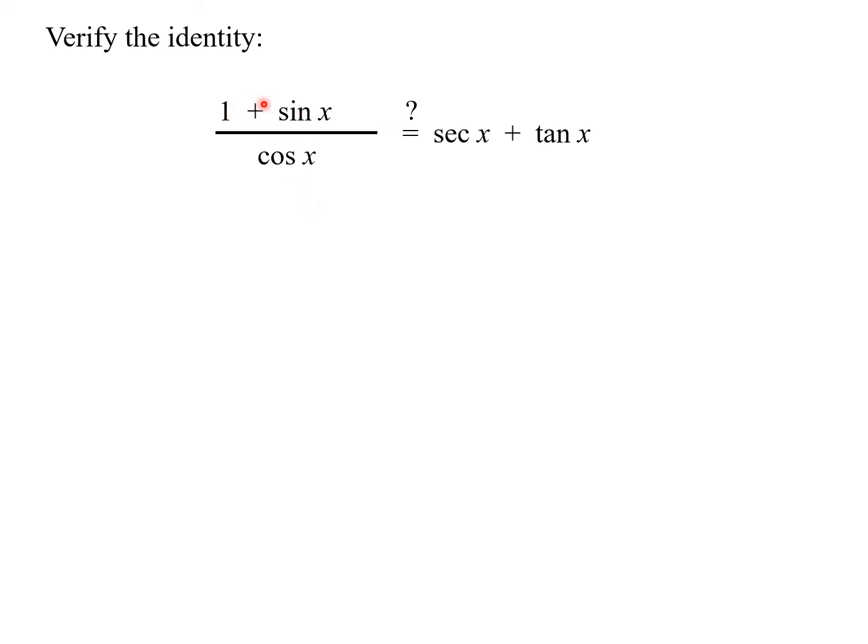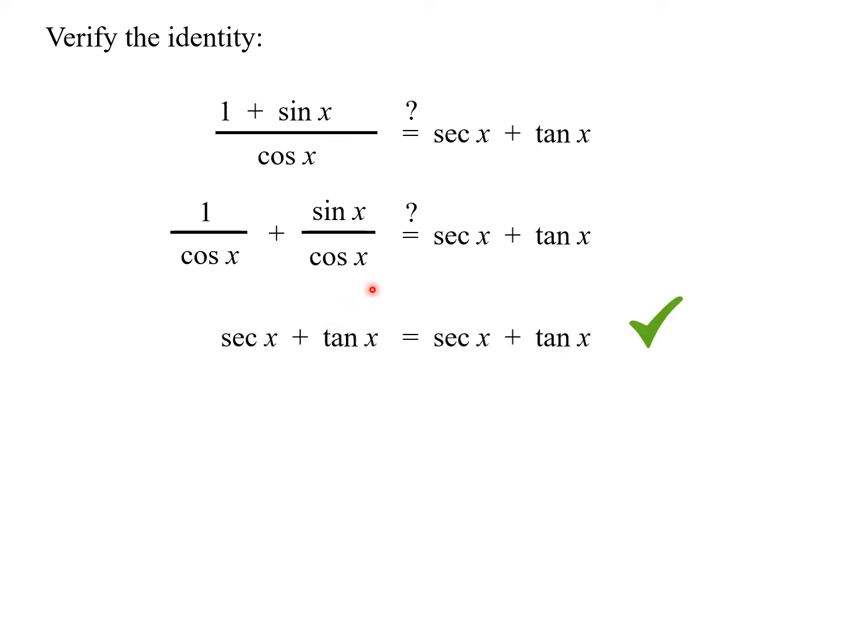Now, notice I have two terms that are added over the same common denominator. Okay, well, I can separate those. I can write that as 1 over the cosine of x plus sine of x over the cosine of x. Okay, I can put each term over its common denominator. That's legal. Okay, and then notice 1 over cosine of x, that's secant. Sine of x over cosine of x is tangent. And so I get secant of x plus tangent of x on the left-hand side, secant of x plus tangent of x on the right-hand side, and so this identity is verified.